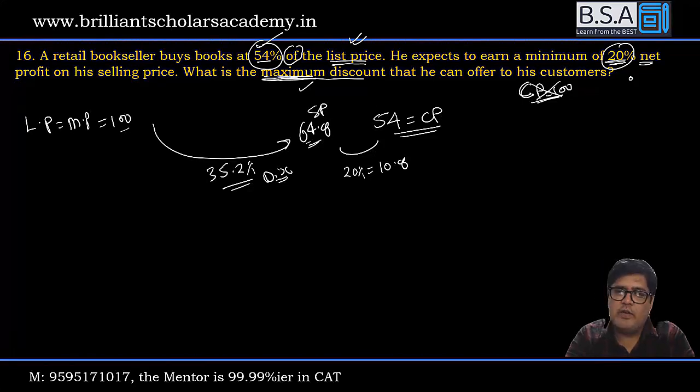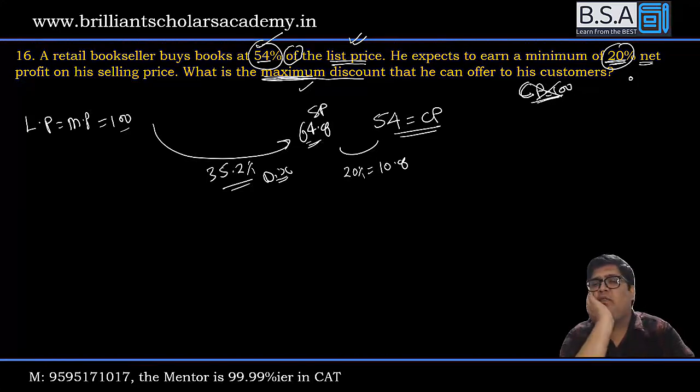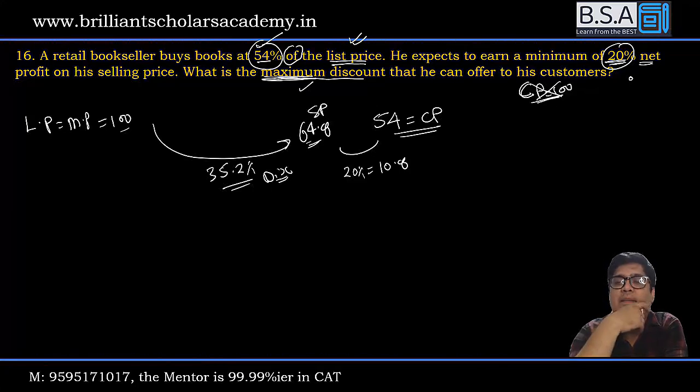Yeah, so far the calculations look correct. At your end also the calculations look correct. SP is equal to 5 by 4, 54 by 100 MP, because 54 by 100 MP is equal to CP. Yes. So 54 into 5 by 4 should give you the answer.